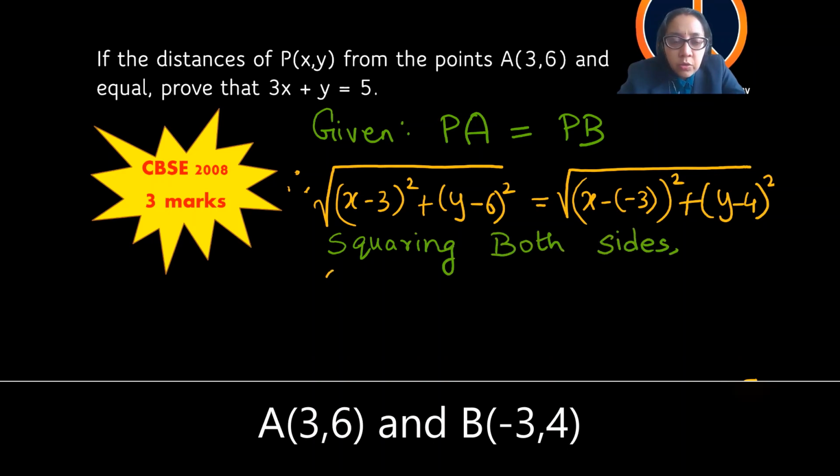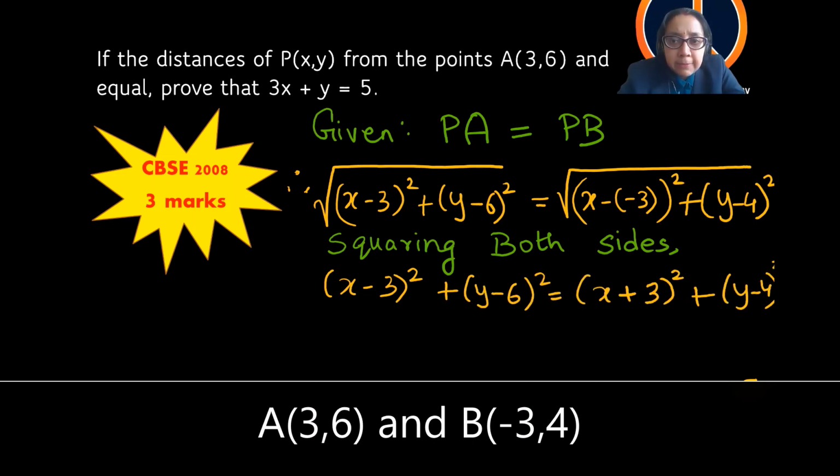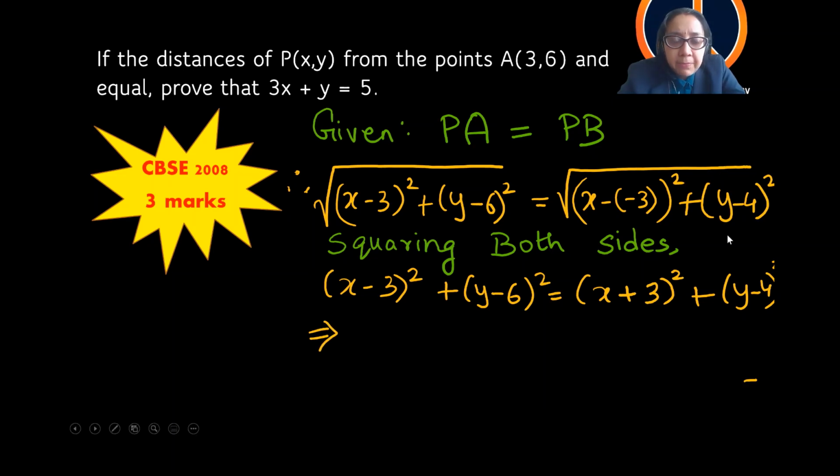After squaring both sides, so you can remove the square root, and it comes out to be (x minus 3) the whole square plus (y minus 6) the whole square, which becomes (x plus 3) the whole square plus (y minus 4) the whole square. Okay, and then you will just simplify it. You can use the (a plus b) whole square identity or (a minus b) whole square identity, right? And you know that it is a square plus 2ab plus b square, or a square minus 2ab plus b square. So we just apply that.